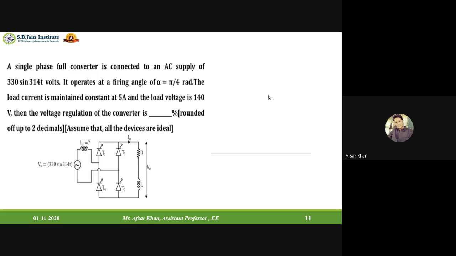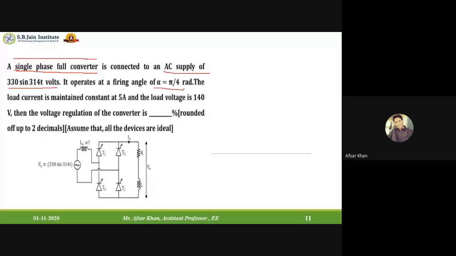In this problem, we are given a single phase full converter. It is connected to an AC supply of 330 sin(314t) volts. So you have to note down this single phase and full converter. Full converter means full rectifier, or you can say full bridge rectifier. It operates at firing angle alpha equals pi by 4.